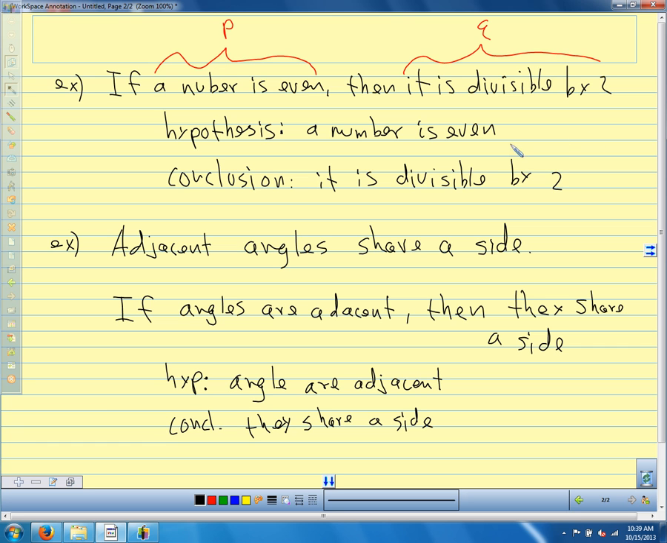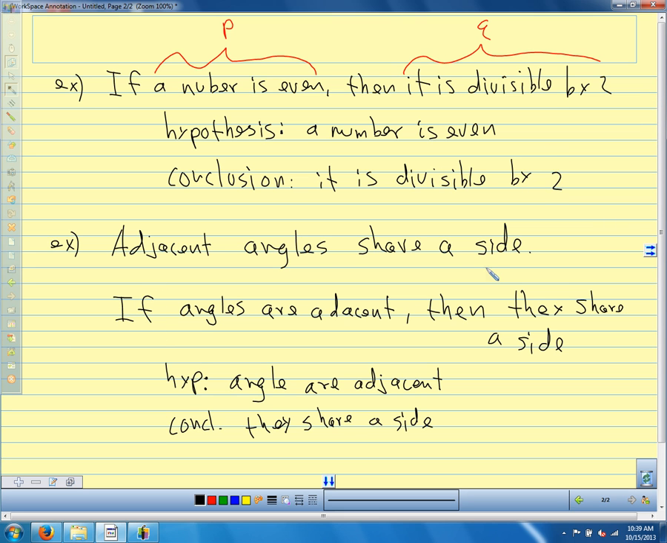Let's look at this first one. This first conditional statement: if a number is even, then it is divisible by 2. Is that true? Is there an even number that is not divisible by 2? No. Even numbers are divisible by 2. So this would be a true conditional statement. We'll get to that in just a second.